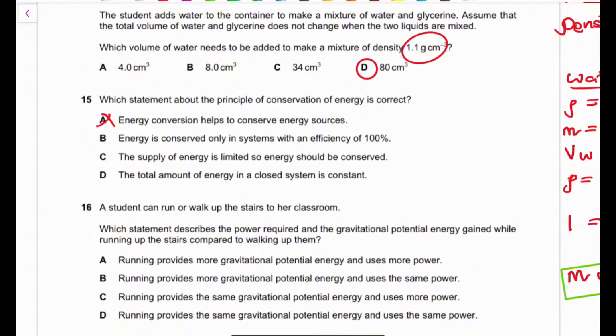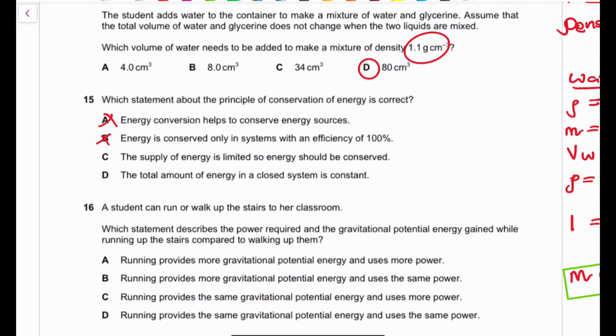Energy is conserved only in systems with an efficiency of 100%. That is not correct, because you can still conserve energy. Energy conservation basically means that the energy doesn't change. It doesn't go anywhere. It might go to a form that you don't want, but it didn't really change. It's still the kinetic energy that you have; now it's like friction, thermal energy, but it's still there, right? The supply of energy is limited, so B is wrong. The supply of energy is limited, so energy should be conserved. Well, we know that the supply of energy is limited, but that doesn't make sense.